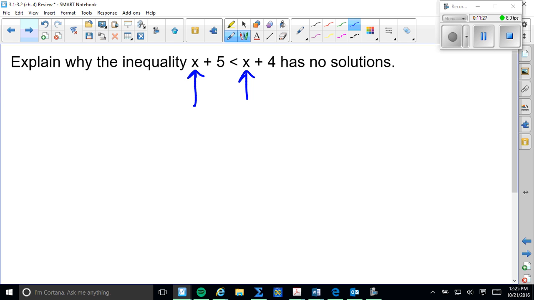If the inequality sign was facing the other direction, the statement would be true, and you could have many solutions. However, in this case, the way the inequality is written, there are no solutions because there is no possible way for you to have an x value that's the same where 5 is less than 4. You can also solve this algebraically. If you have x plus 5 is less than x plus 4, and you subtract an x from both sides, you have 5 is less than 4. Well, we know that's not true. So no matter what, 5 is never going to be less than 4.